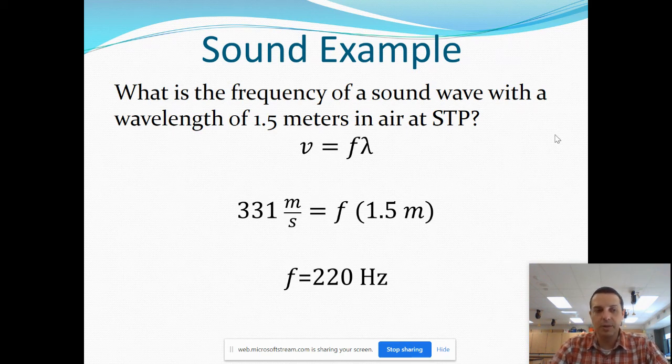When you're set with those, just watch these last couple of slides where I talk about loudness and pitch and relate them to some other terms that we're more familiar with when we talk about sound and hearing.